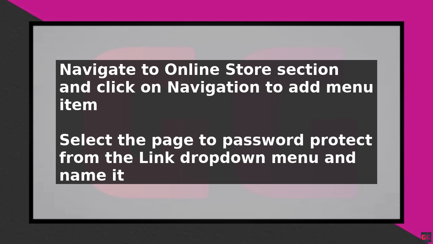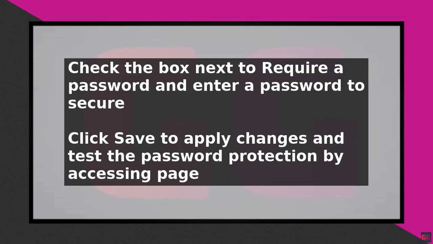Now, when customers try to access the page, they will be prompted to enter the password. To test the password protection, go to the page's URL you copied earlier and try to access it. You should see a password prompt. Enter the correct password to access the page. If you enter an incorrect password, you will see an error message.